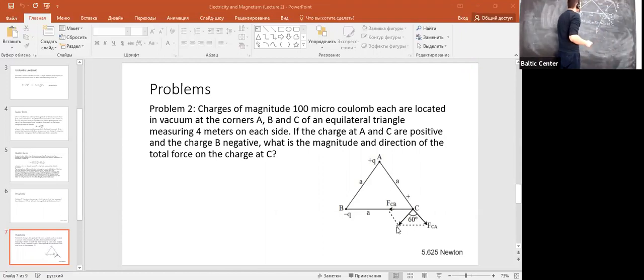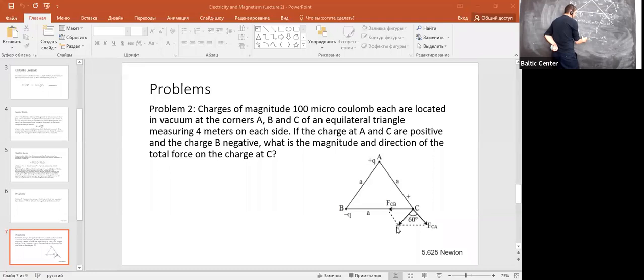So what about the force FCA? FCA is equal to K, as usual, multiplied by this Q multiplied by this Q, is Q squared, divided by this distance squared. The distance is 4 meters, and 4 squared is equal to 16, and Q is equal to 10 to the minus 4 coulomb, and 10 to the minus 4 squared is 10 to the minus 8, divided by 16.